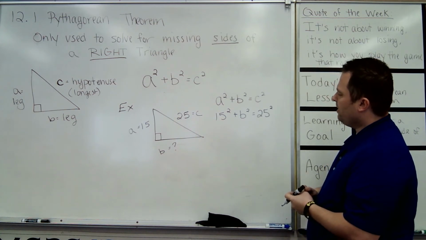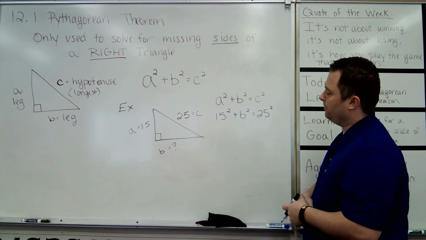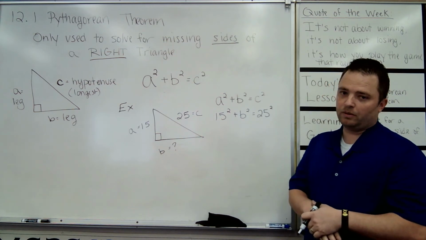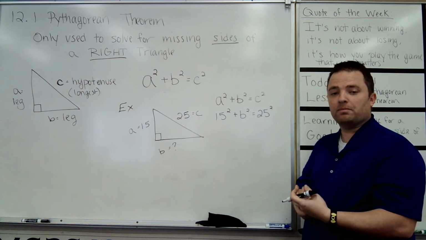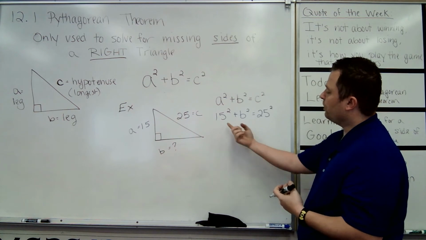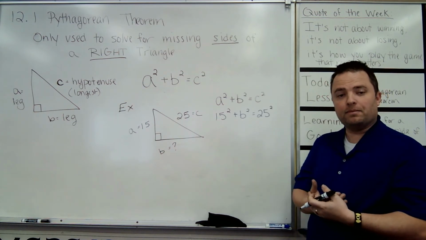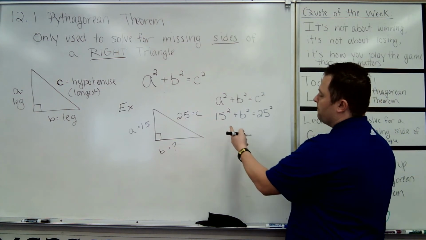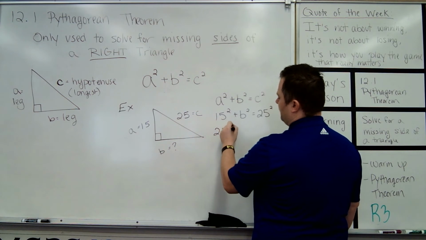Well, now I'm stuck because this B isn't by itself. But luckily, we just got through algebra and we do know how to get an unknown thing by itself, similar to the way that we solved for X. I'm going to solve for these numbers for now, just because it clears things up for me. 15 times 15 is 225.